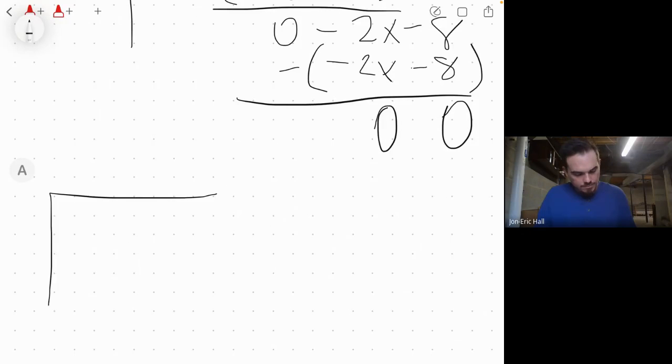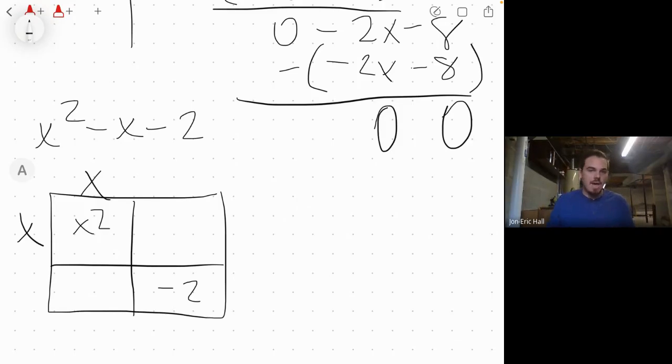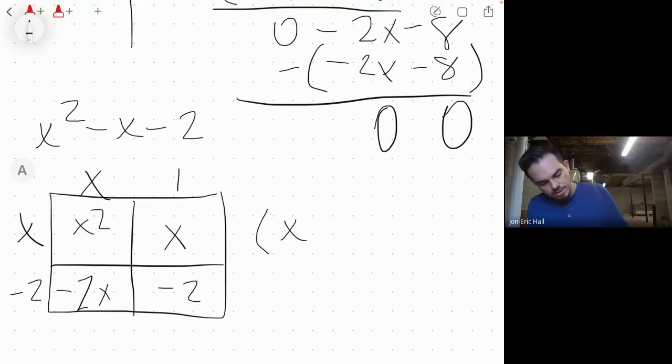So I'm going to do the box method. I'm going to get x squared and a minus 2. I'm going to write it back up here so we don't forget. When we do the box method in reverse, that's got to be x, that's got to be x. What times what is a negative 2, but adds to give me a negative 1? There's only one possible way to get that because 2 only has one pair of factors. So that's negative 2x, and that's just x. So my factors are as follows: x minus 4, x plus 1, and x minus 2.